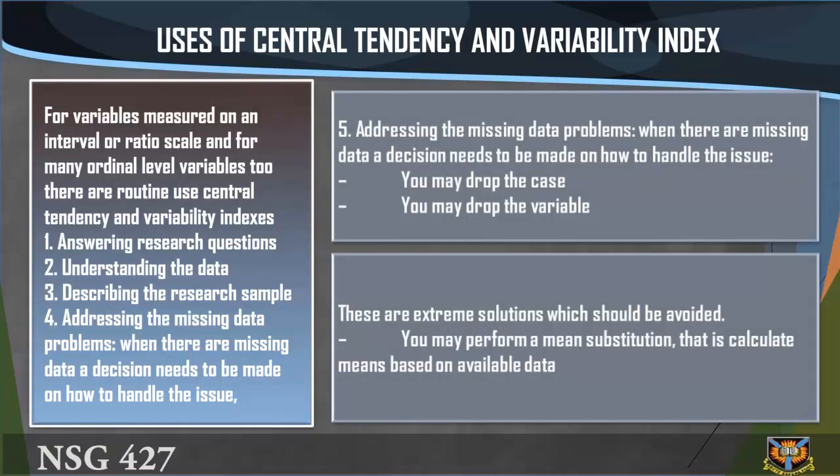Uses of central tendency and variability indices. For variables measured on an interval or ratio scale, and for many ordinal level variables too, there are routine uses of central tendency and variability indices. 1. Answering research questions. 2. Understanding the data. 3. Describing the research sample. 4. Addressing the missing data problems. When there are missing data, a decision needs to be made on how to handle the issue.